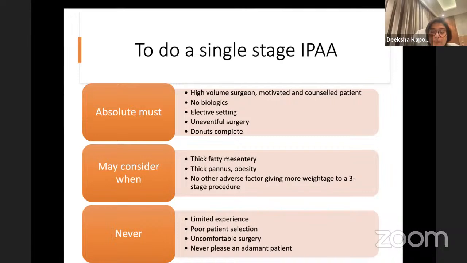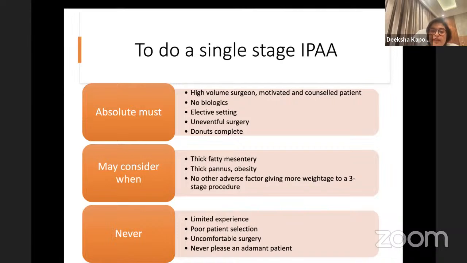That is probably one of the few areas where one would take the chance in avoiding a diversion stoma. Additionally, there should not be any adverse factors that would actually give more weightage to performing a 3-stage procedure rather than a 2-stage procedure. So if you cannot really bring out an ileostomy following a pouch, maybe do an end ileostomy and stage it as a 3-stage procedure rather than doing it as a 1-stage.